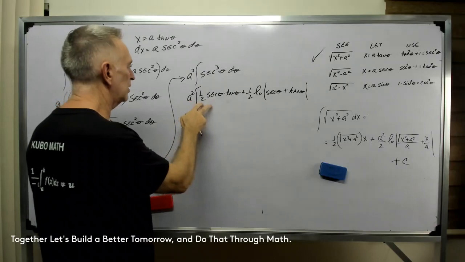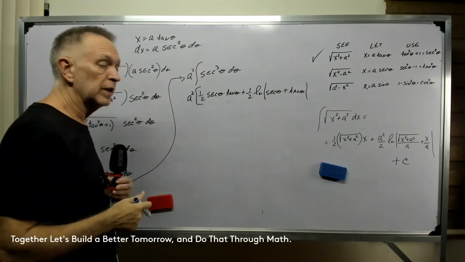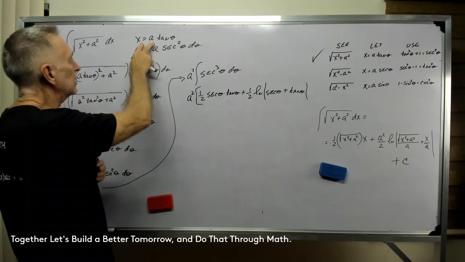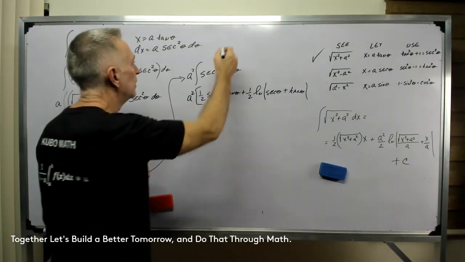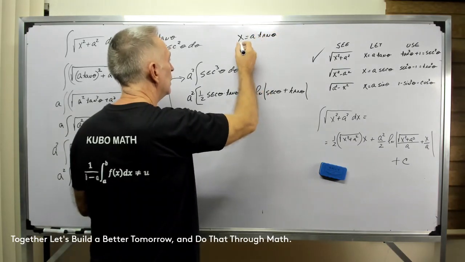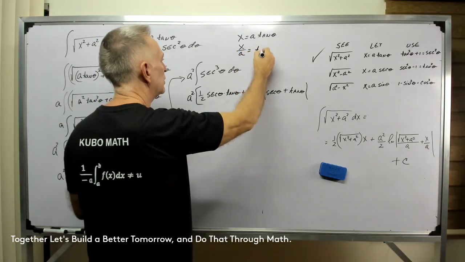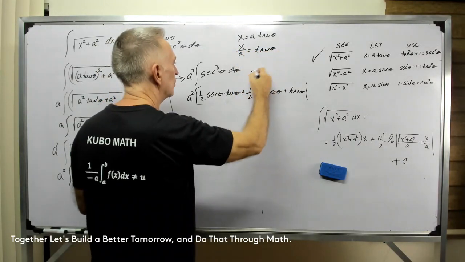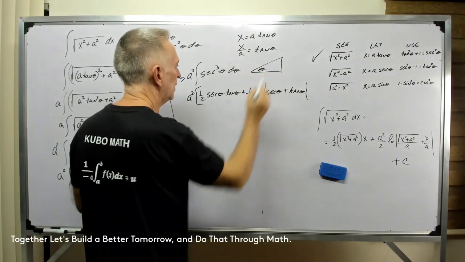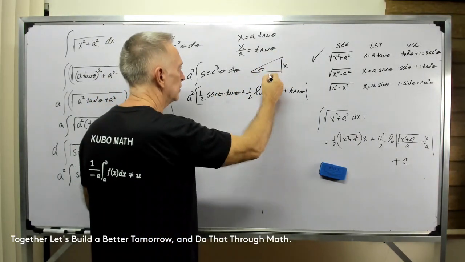Okay, so the a squared times these 1/2. Well, what is secant theta and tangent theta? Well, you'll recall we had x equals a tangent theta. So x equals a tangent theta. If I divide both sides by a, I end up with x over a equals tangent theta. So if I draw a triangle, and that's theta, well, the opposite over adjacent is tangent.